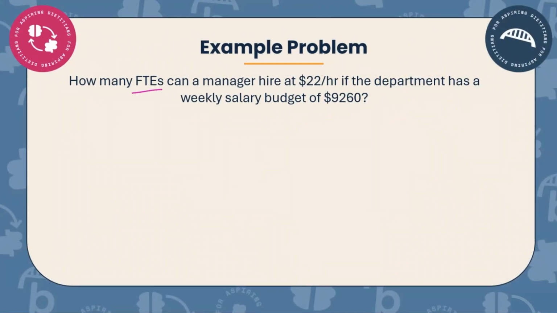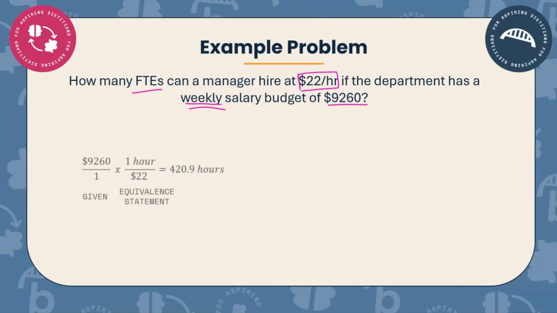So this problem is solving for FTEs. How many FTEs can a manager hire at $22 an hour? That's an equivalence statement. There's a per in there. If the department has a weekly salary budget of $9,260. Let's begin with what we know, the total budget, and that's $9,260. The $22 an hour, as I already kind of hinted at, is the equivalence statement.